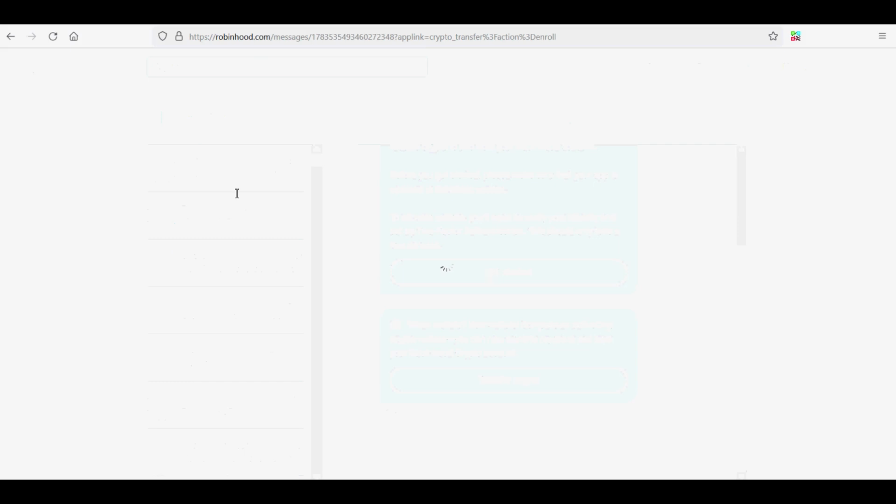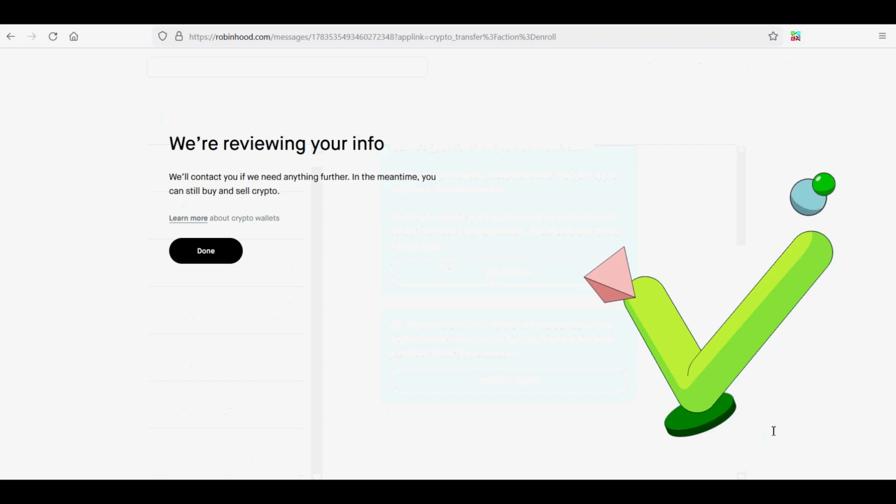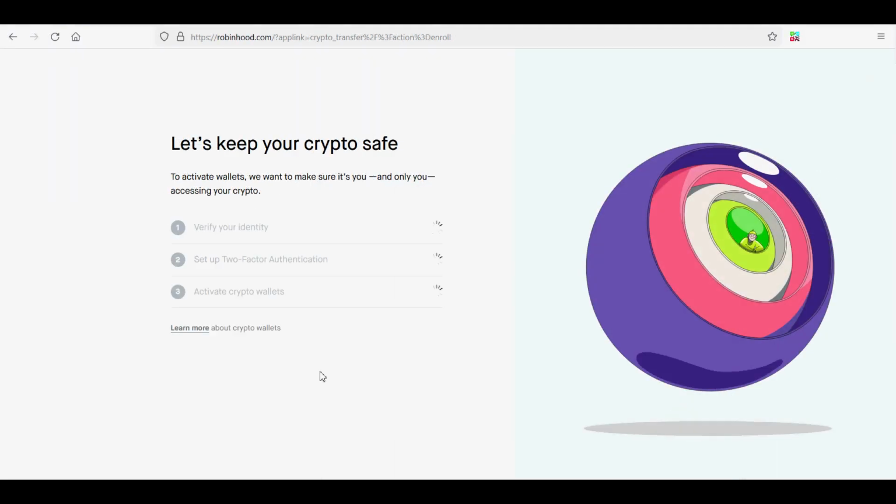Crypto's decentralized nature means there's a greater need for security to ensure that you, and only you, can transfer coins into or out of your Robinhood crypto account. To enable crypto wallets, you'll need to verify your identity and add two-factor authentication to your account. Once you complete those steps, it may take up to approximately 5 business days to review your info and enable crypto wallets.